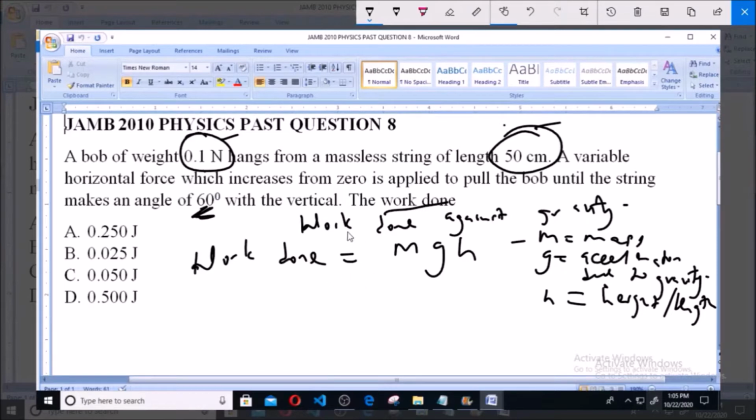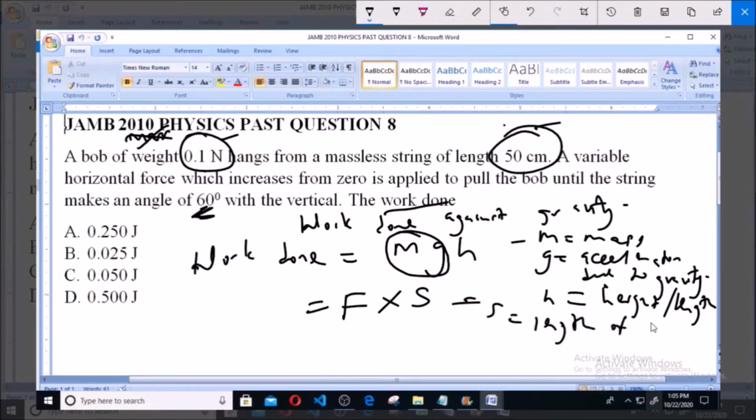Now, in this case, you are using a string, a massless string, and you are given the weight in Newton. Remember, you are given the weight, not the mass. So that is to say, the mass has been multiplied by the acceleration due to gravity to give you the weight. And weight, of course, is considered a force. So F, okay, you can also say F times S. Okay, let's call S, where S is the length of the string.